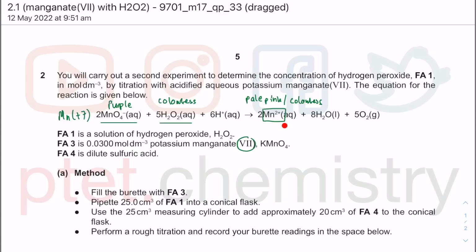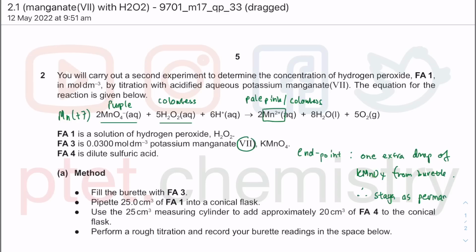But how do you know it's the endpoint? The endpoint really is when one extra drop of the KMnO4 is not going away, because there is no more H2O2 to react with it. So one extra drop of KMnO4 from the burette is not getting reduced. Therefore, it stays as a permanent pale pink. That is how we know it's the endpoint.